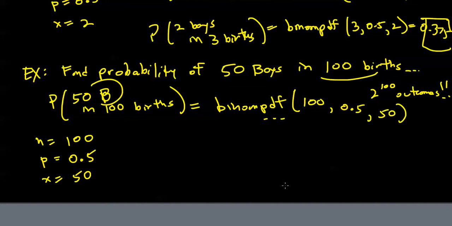Again, your comma button is right below the sign button on the TI-83. And let me punch this out. Second vars 0, 100, comma, 0.5, comma, 50. I get 0.079. I'll call it 0.079.